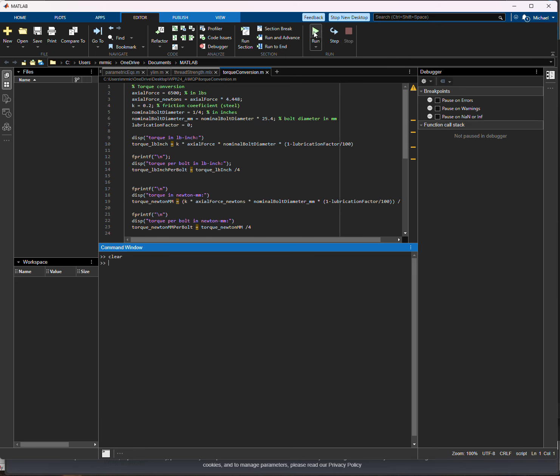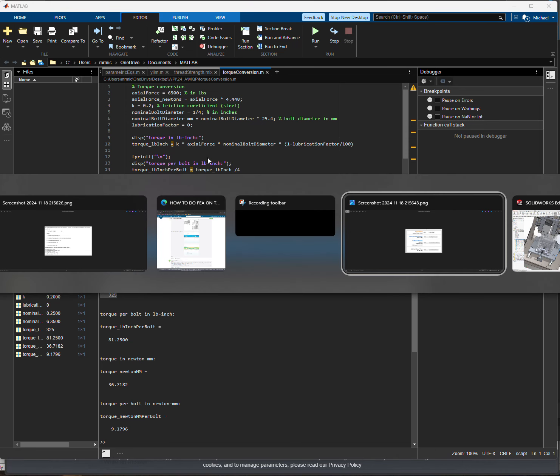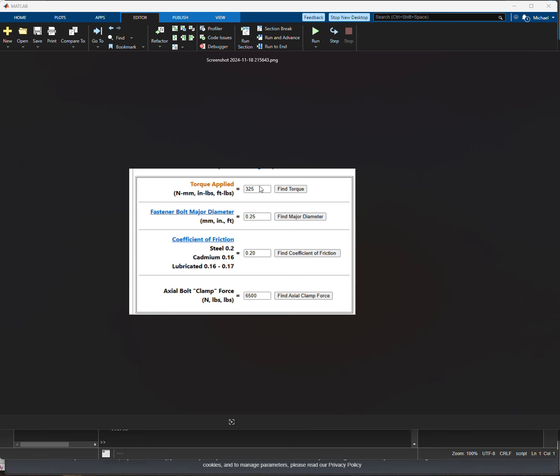When I run this code, I enter in all the values up here so that this can be used in the future if anybody else needs it. And we get the torque, 325 pound-inches, given the parameters of what we're working with. I also found an online calculator and double-checked this, and I got the exact same value. The major diameter is 0.25 inches. The friction coefficient, we're dealing with stainless steel, I chose to just stick with 0.2. And the axial bolt's clamping force is 6,500, giving 325 torque. That actually seems reasonable to me.